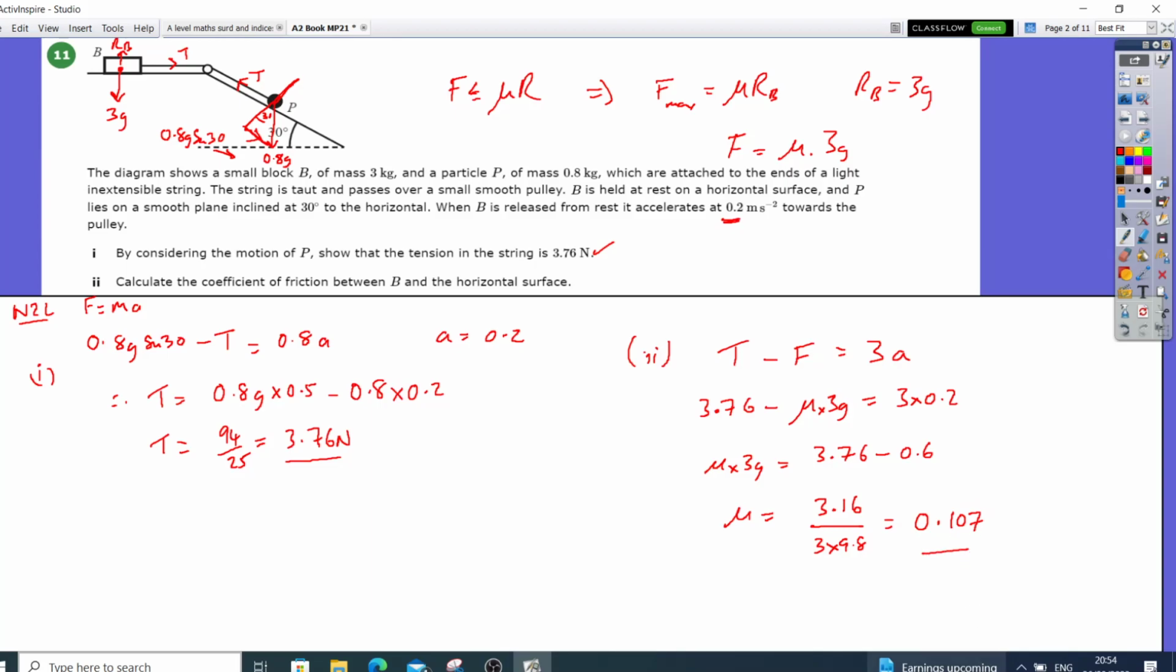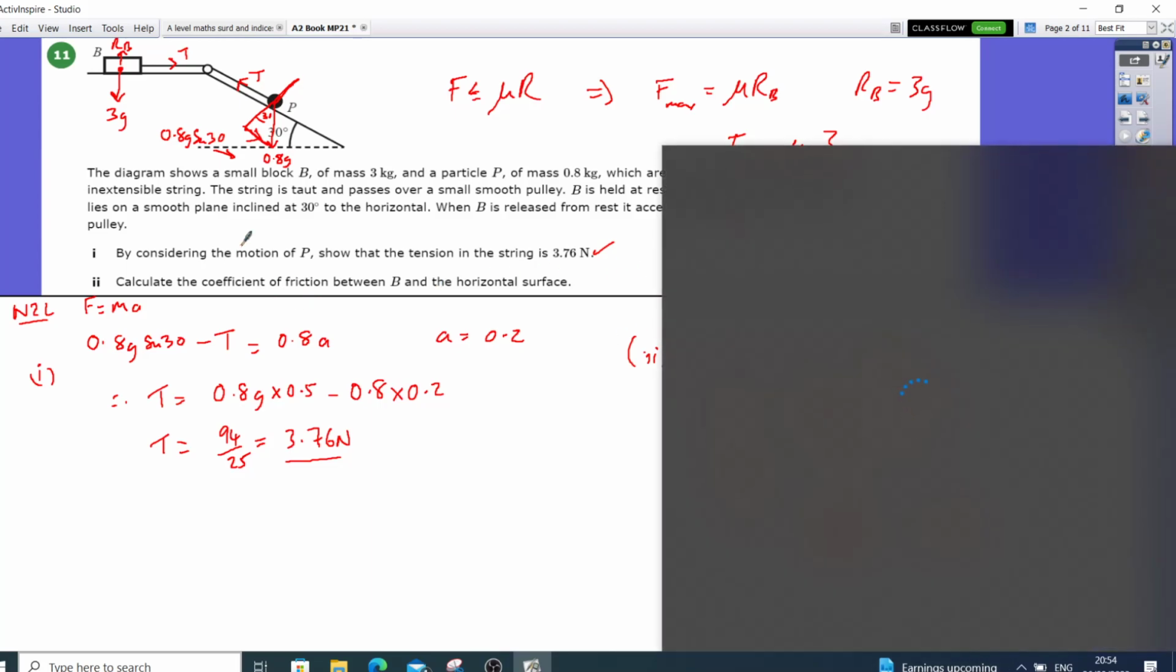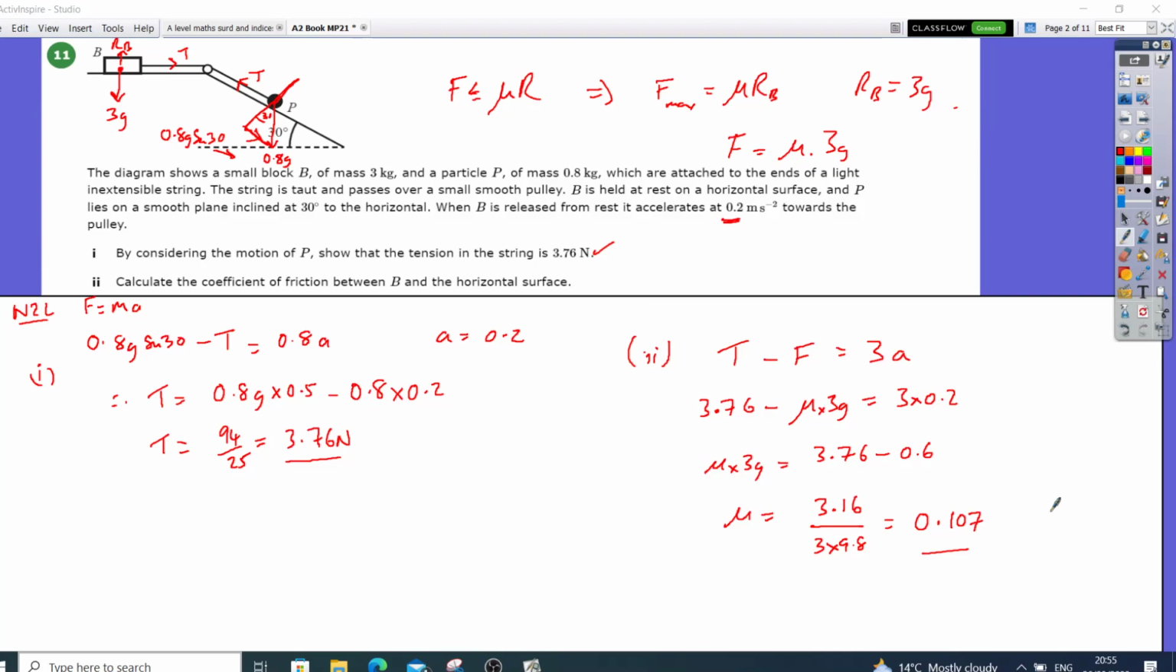Hope that helps. So you've got to get the resultant force coming down in both cases. So hope that helps. Thank you.